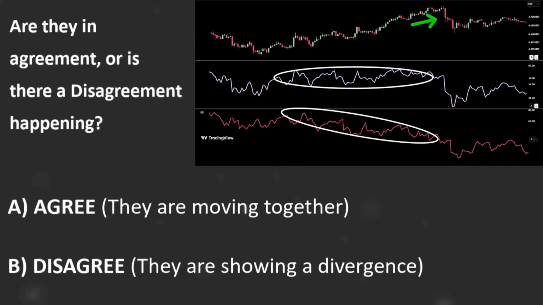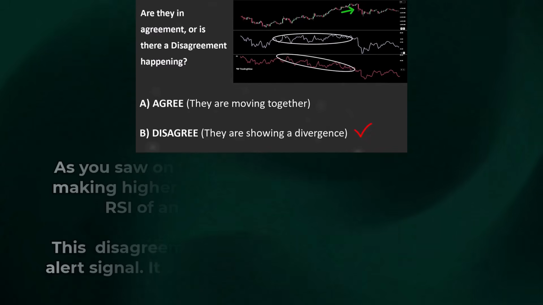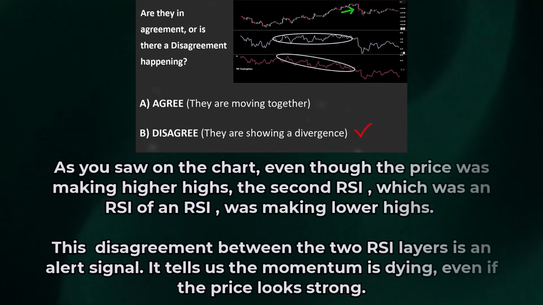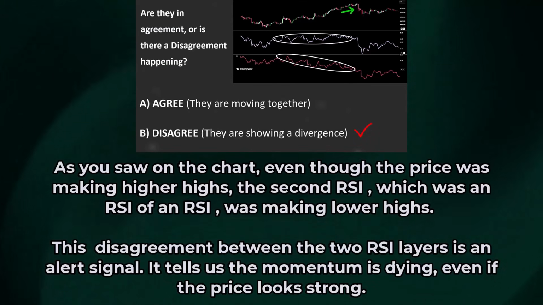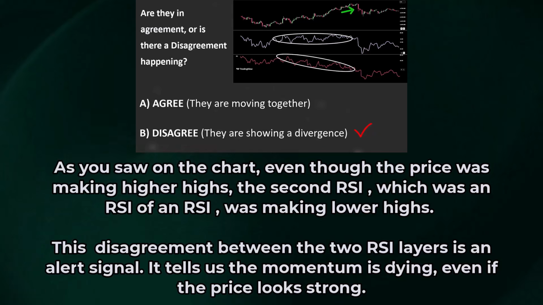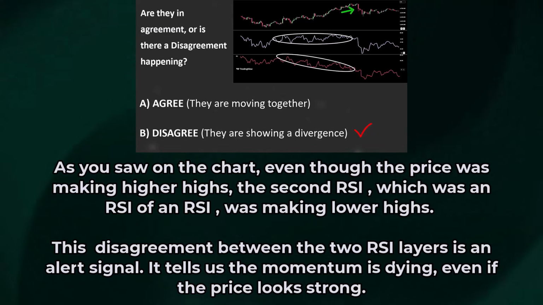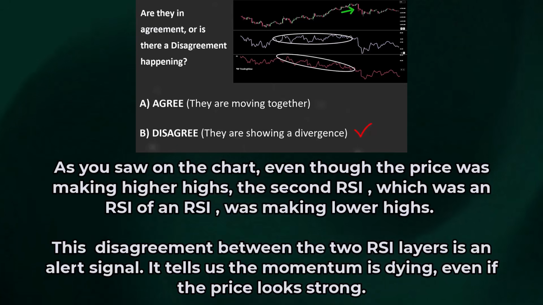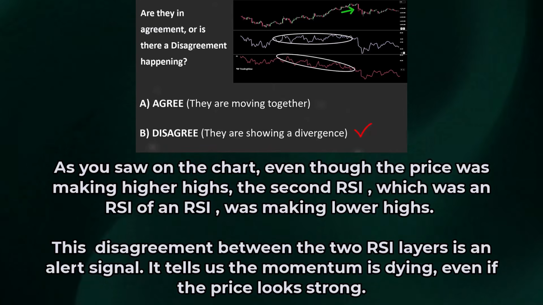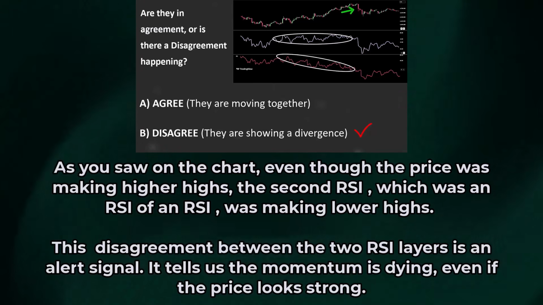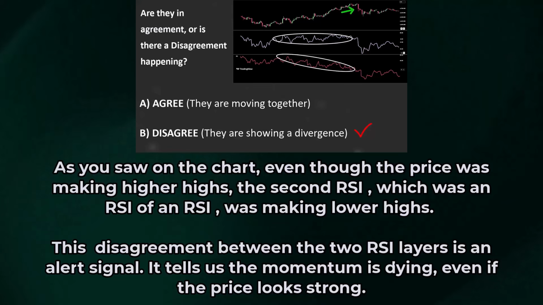I asked you a question about RSI disagreement. The correct answer was B, disagree. As you saw on the chart, even though the price was making higher highs, the second RSI, which was an RSI of an RSI, was making lower highs. This disagreement between the two RSI layers is an alert signal. It tells us the momentum is dying even if the price looks strong. With that important lesson learned, let's jump into today's topic.